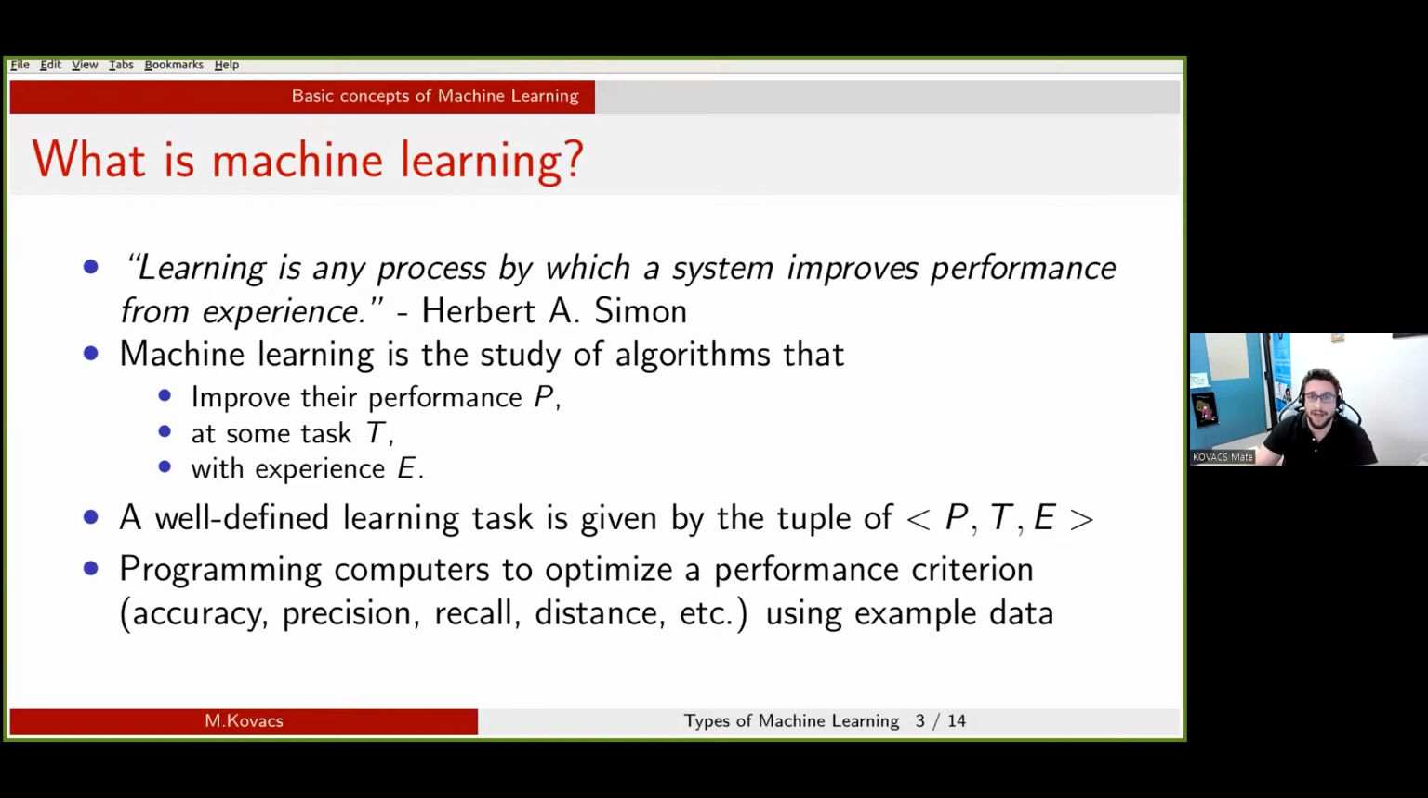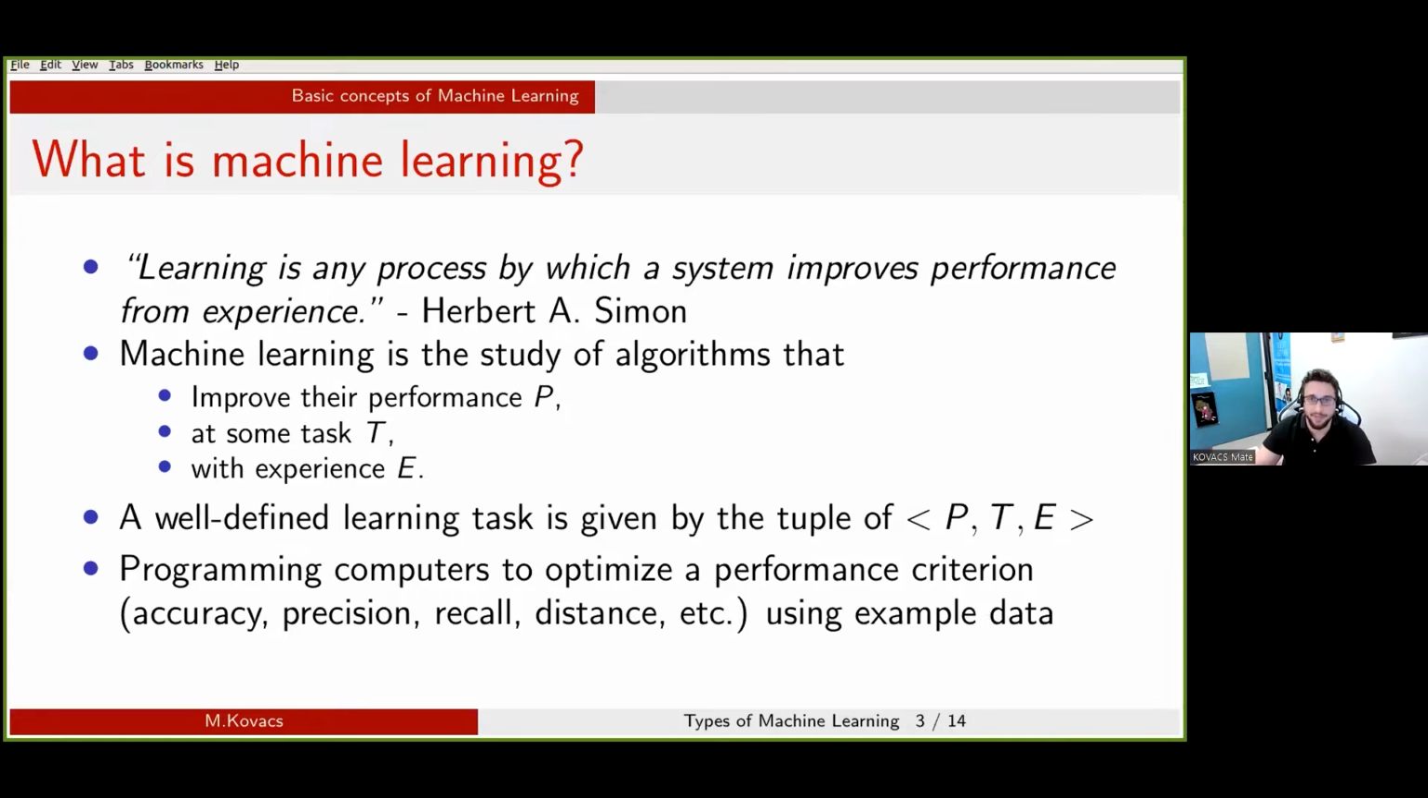Nobel Prize winner, economist, and information processing specialist Herbert Alexander Simon said that learning is any process by which a system improves performance from experience. To be more precise, machine learning is a part of artificial intelligence that deals with algorithms that improve their performance at some task with experience. And this tuple actually gives us a well-defined learning task, as we can see here.